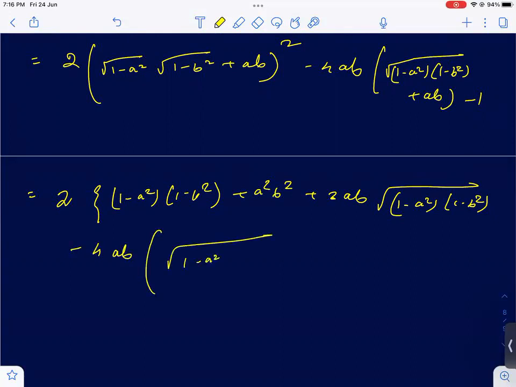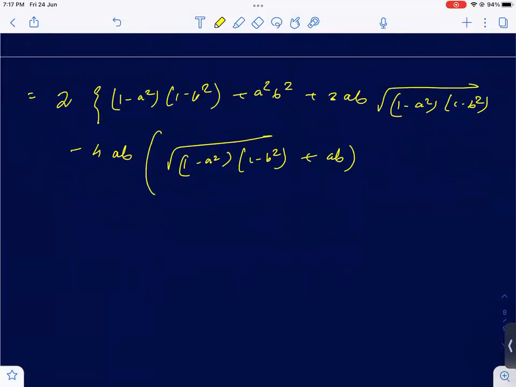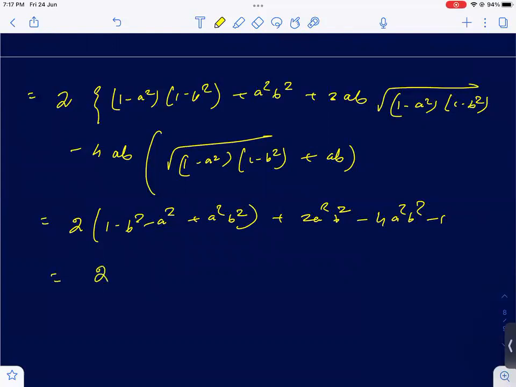Whenever this type of sum comes, there must be a chance that some bigger terms get cancelled, and you have to remember this. So here it is 1 minus root over of 1 minus A square into 1 minus B square plus AB. These two terms, plus minus root over, will be cancelled. I'm not going into the cancellation portion. So this is coming 2 times 1 minus B square minus A square plus A square B square plus 2 A square B square minus 4 A square B square, minus 1. This is coming 2 times 1 minus A square minus B square. Once again, the A square B square portion will be cancelled. Minus 1. This is coming 1 minus 2A square minus 2B square.